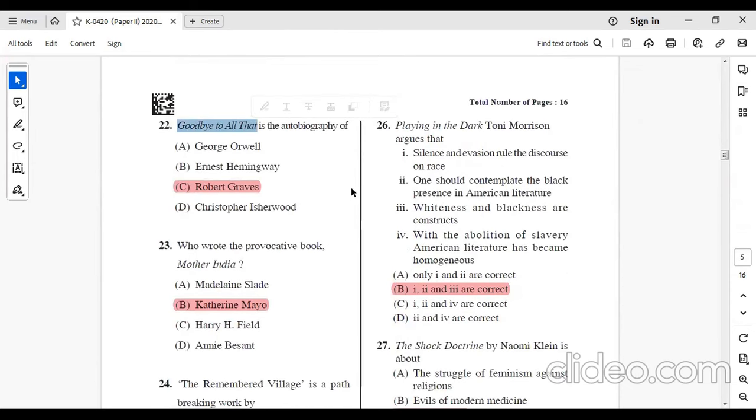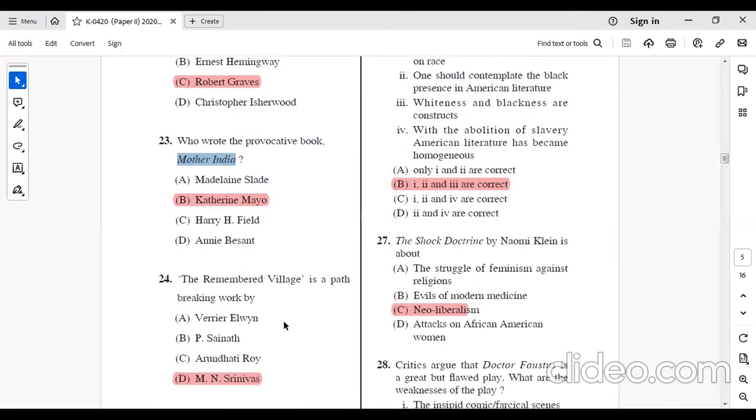Now, next question. Question number 22. Goodbye to All That is the autobiography of Robert Graves. Now, who wrote the provocative book Mother India? Mother India is written by Katherine Mayo.